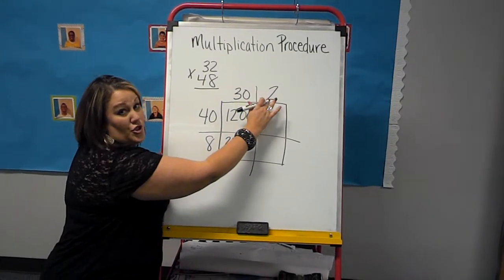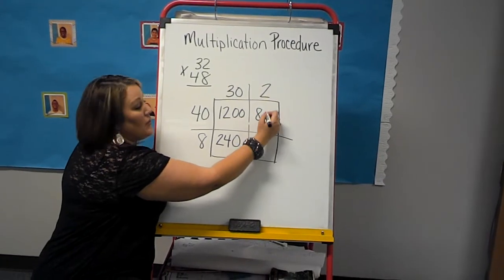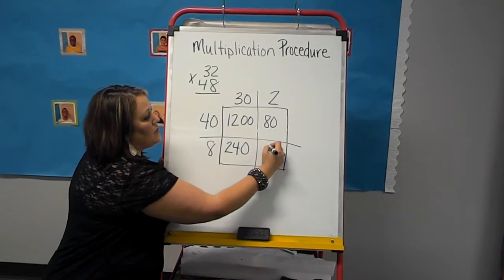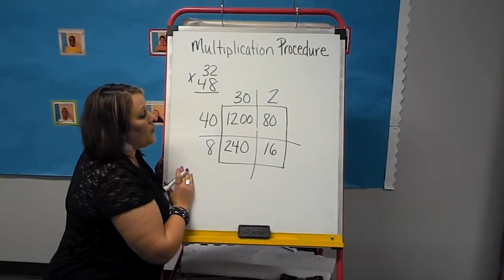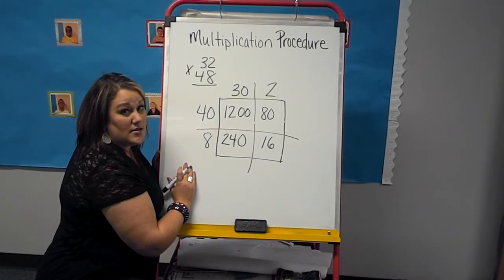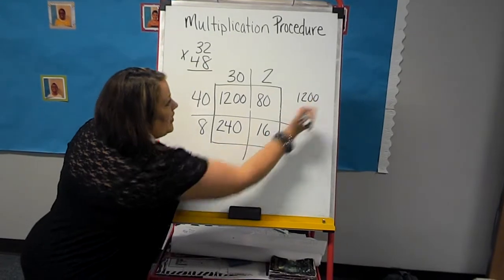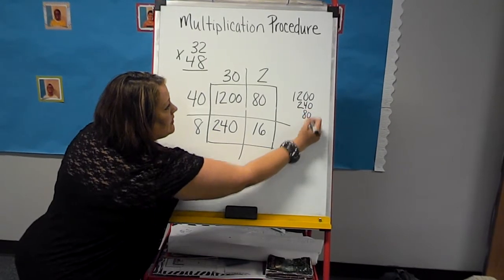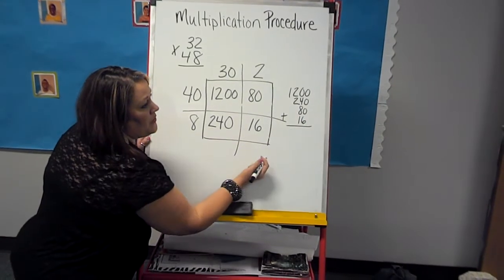Then we're going to do the same with the 2, all right? 2 times 40, 2 times 4 is 8, and then we add the 0 on the end, and we do the same thing with the 2 by the 8. So 2 times 8 is 16, okay? Once we've done that, what we're going to do now is take the numbers that are inside and put them in order from greatest to least. Okay, so over here, I'm going to take 1,200, 240, 80, and 16. Okay, and I'm going to put them, lining them up, all right?